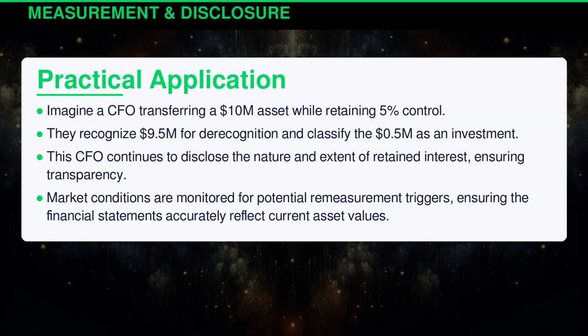Imagine a CFO transferring a $10 million asset while retaining 5% control. They recognize $9.5 million for derecognition and classify the $0.5 million as an investment. This CFO continues to disclose the nature and extent of retained interest, ensuring transparency. Market conditions are monitored for potential remeasurement triggers, ensuring the financial statements accurately reflect current asset values.